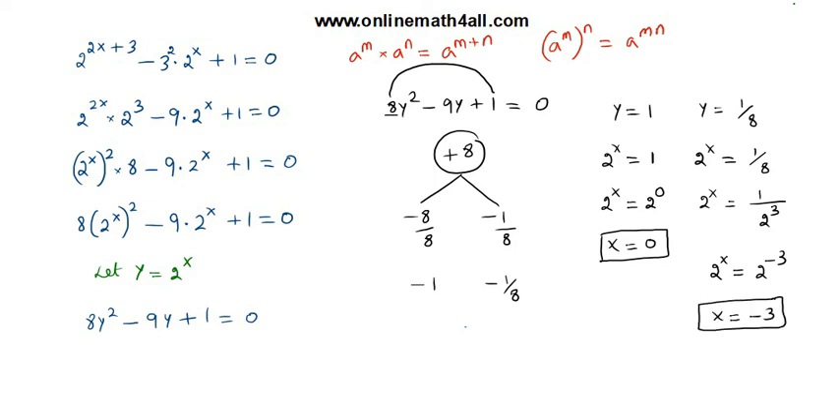So when I solve the given equation, I get two values for x. One is x = 0, and the other one is x = −3.